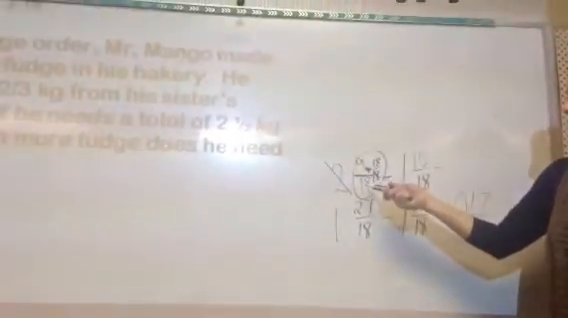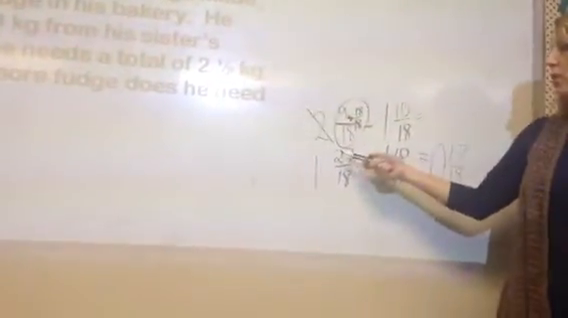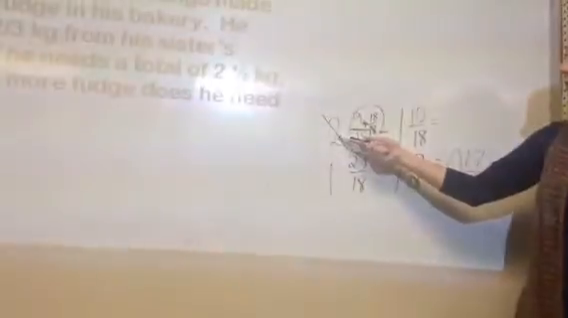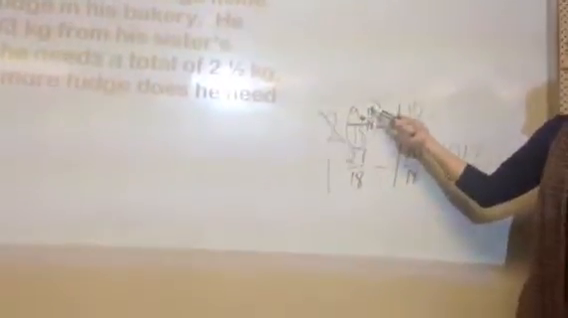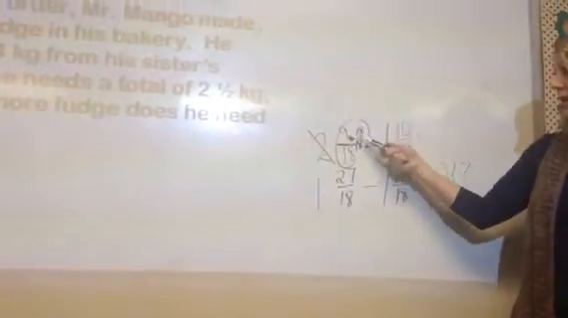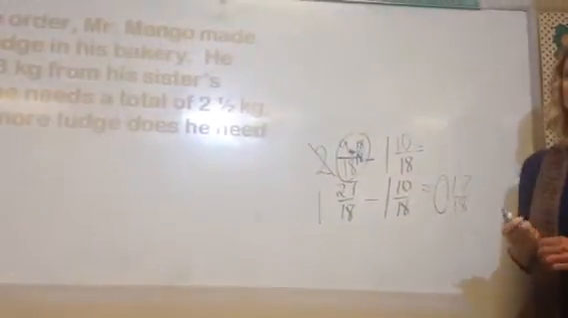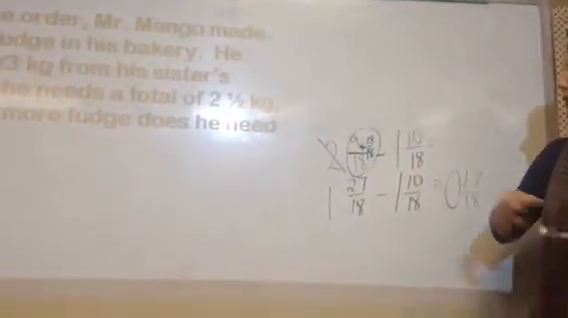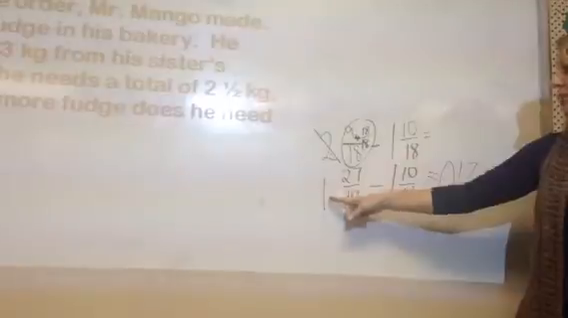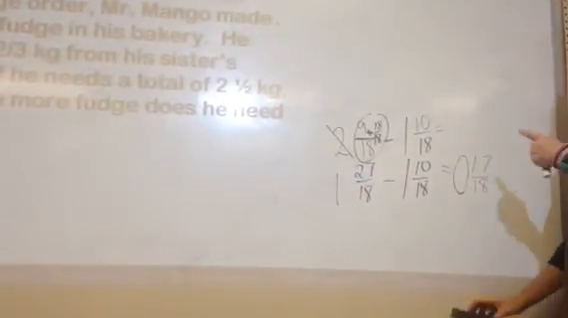I just wanted to review that to borrow, you take 1 away from your whole number, and you rewrite that 1 as a fraction by writing the same amount over itself. Add it to the fraction you already have. So we basically renamed 2 and 9/18 as 1 and 27/18 in order to do the subtraction.